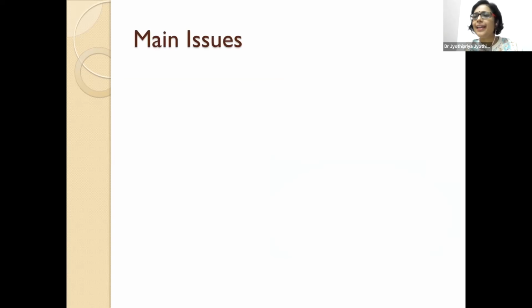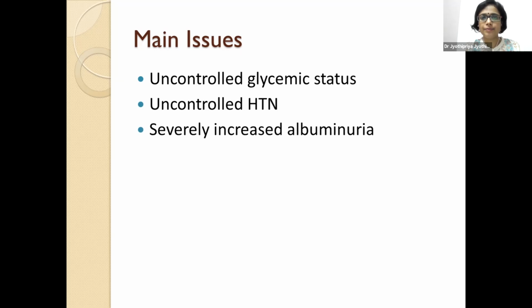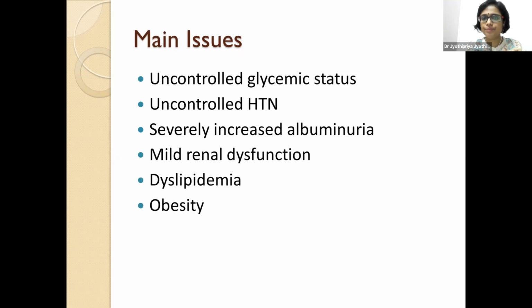What are the main issues in this patient? He has uncontrolled glycemic status, uncontrolled blood pressure, and severely increased albuminuria, previously known as macroalbuminuria. The terminologies have slightly changed: microalbuminuria has been replaced with moderately increased albuminuria, and macroalbuminuria with severely increased albuminuria. The cutoff level is the same, more than 300 milligram per gram is severely increased albuminuria. There is also mild renal dysfunction, dyslipidemia, he is obese, and he is a smoker. We have to deal with this patient with these issues.